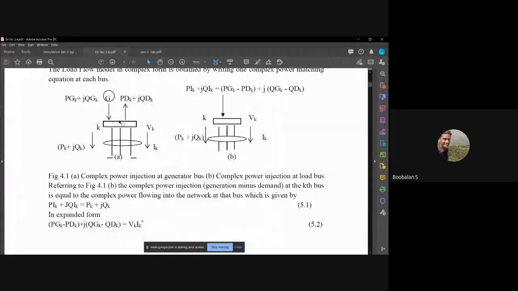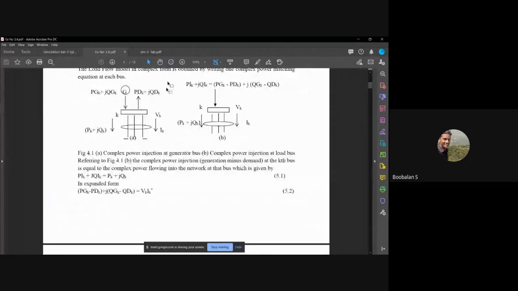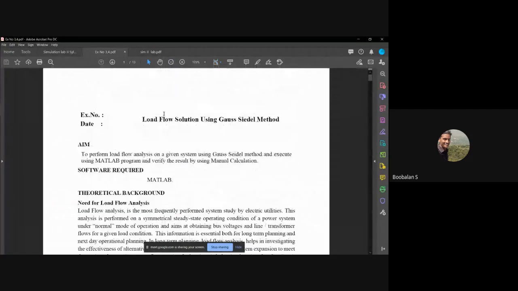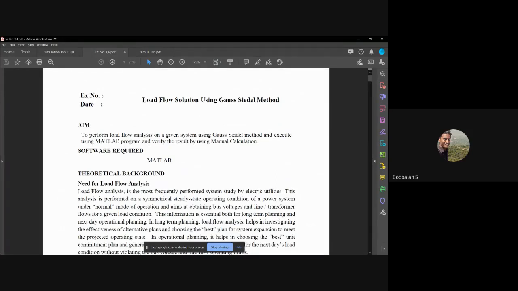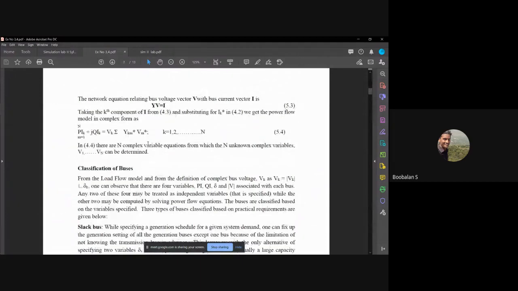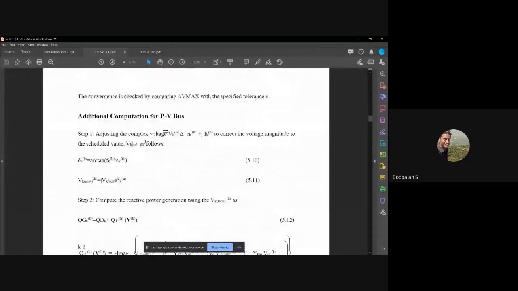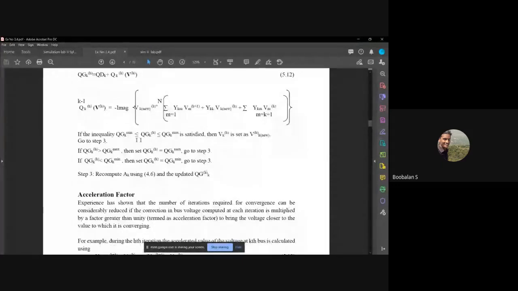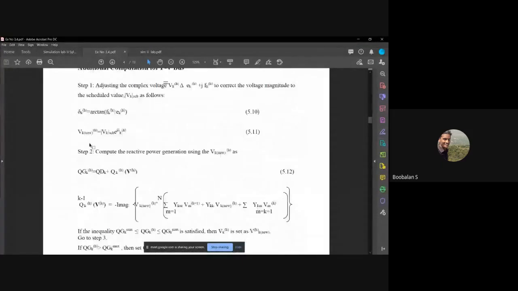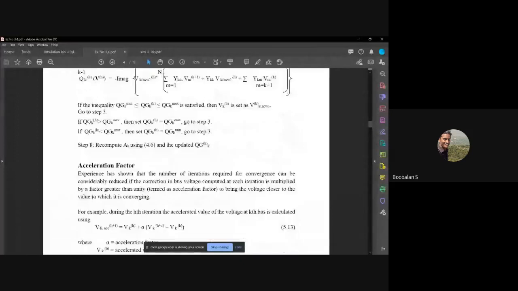So this is our Gauss-Seidel model. It will be somewhat confusing, but no issue. Within 40 to 50 minutes we will finish it off. The third experiment, second half, is the load flow solution using the Gauss-Seidel method, right? Why the Gauss-Seidel method is coming into power systems, we'll see one by one. This coding will look a bit different, but it will be very easy, right? I'm just going to give you these things.